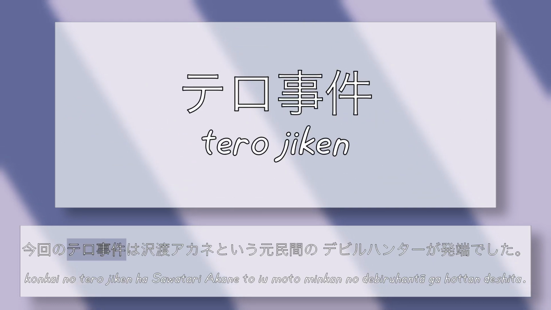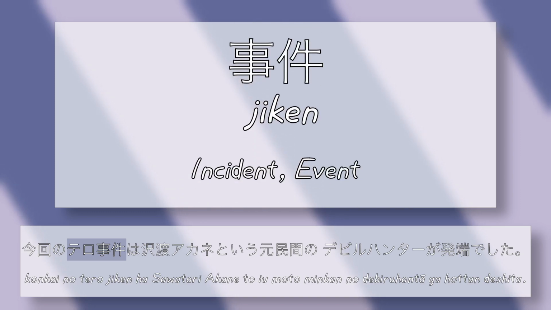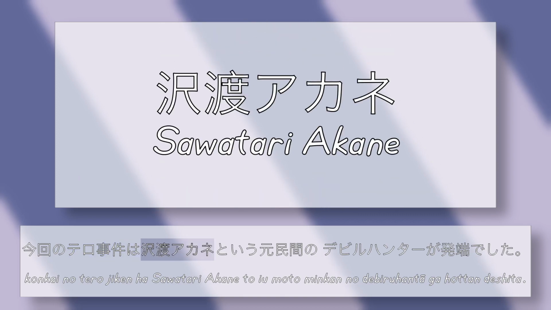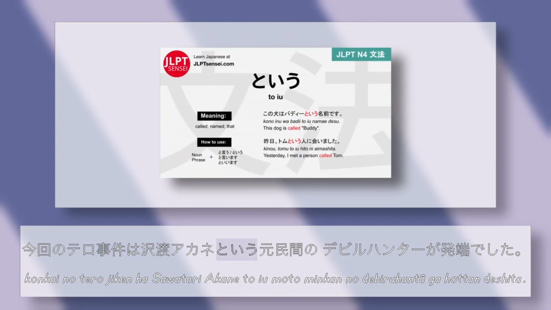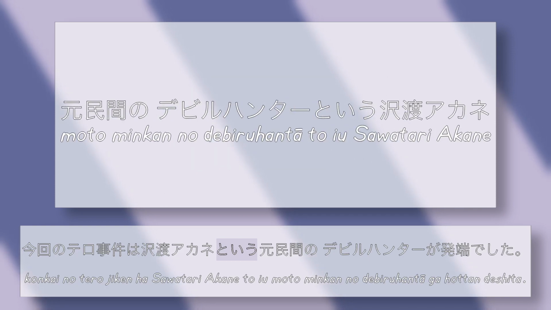And the next word here is tero jiken. Tero means terror or terrorism, and jiken means incident or event. So this means terrorist incident or terrorist attacks. Next is a name, Sawatari Akane, and then toiu, which is a grammar structure that means called or named. It will make more sense after the sentence is fully translated because it's backwards compared to English. But if the sentence structure was the same as English, it would be blah blah blah, toiu Sawatari Akane.